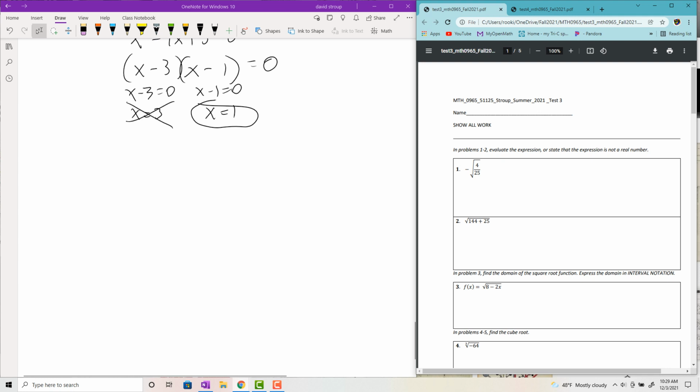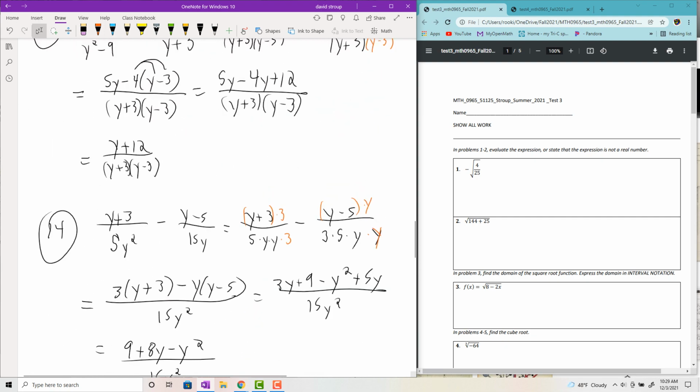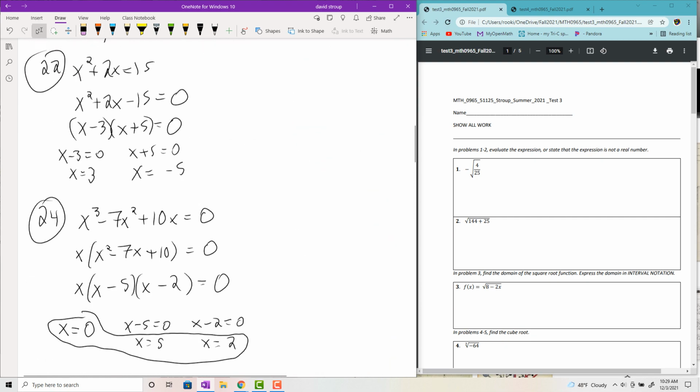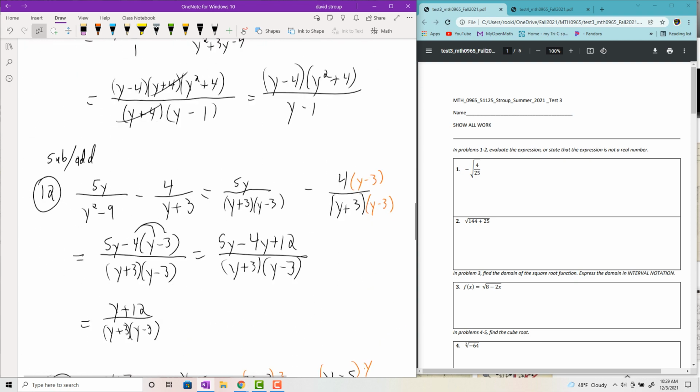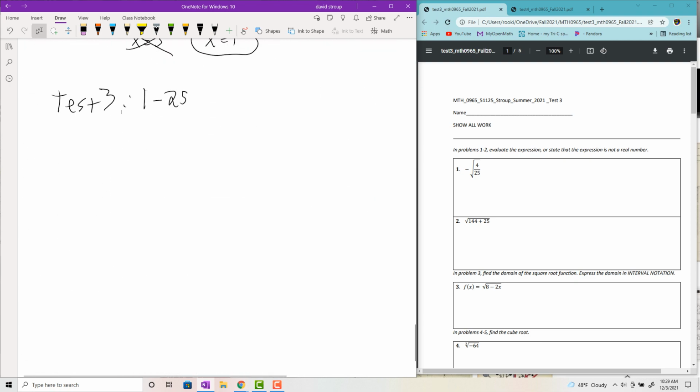Test 3 then is on square roots and nth roots and stuff like that. So test 3, I'm thinking of questions. So this question set 1 to 21, basically. No, 1 to 25. So test 2 was questions 1 to 21, and then test 1, questions 1 to 24. So 1 to 25, like problem 2 there, pretty simple.